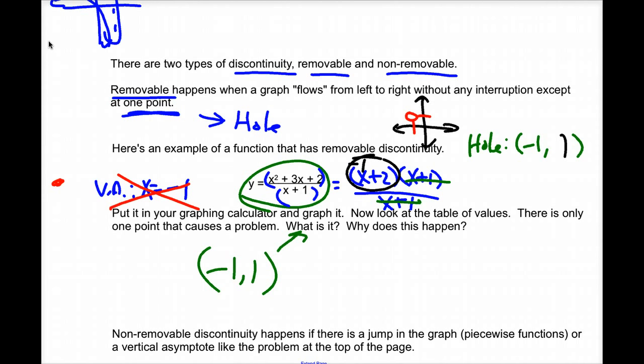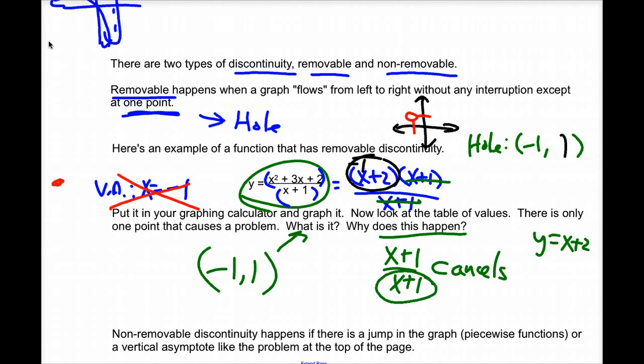And why does this happen? It happened because the x plus 1's canceled, which makes it seem like we should just get y equals x plus 2, which would be a line with no problems. But you have to always look at your beginning, and in this whole chapter, always look at the beginning. What caused the problem? -1 in the denominator will cause a problem.